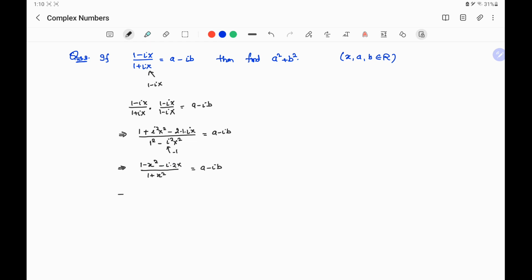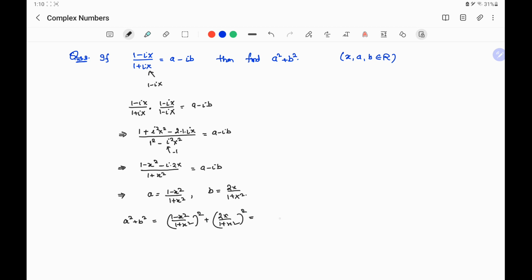Now comparing the real part with the real part and the imaginary part with the imaginary part, we will have the real part a equal to (1 minus x square) by (1 plus x square), and the imaginary part b will be equal to 2x by (1 plus x square). Now as per the question, we have to find the value of a square plus b square. So it will be equal to ((1 minus x square) by (1 plus x square)) whole square plus b square, that is (2x by (1 plus x square)) whole square.